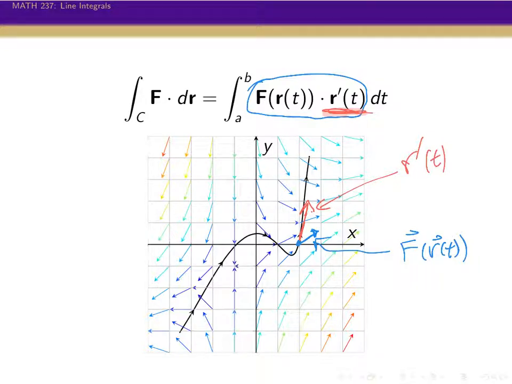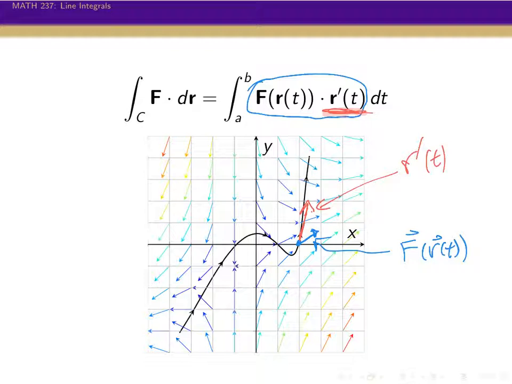Then what we're doing is taking the dot product of these two vectors. So we're looking at the dot product of f at this point and r prime of t. If you look, these two vectors are roughly in the same direction, and so the dot product there is going to be positive. Then we're integrating that, so that means that we're adding those together all the way along the curve. Okay. So that's what the integral is saying.